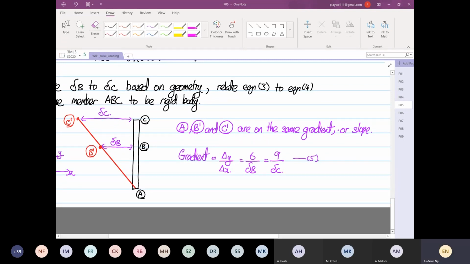Right? So we know our delta B, our delta C. So this is from our equation number 3. This is from our equation number what? Our equation number 4.